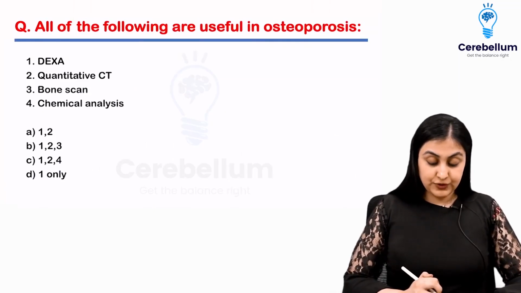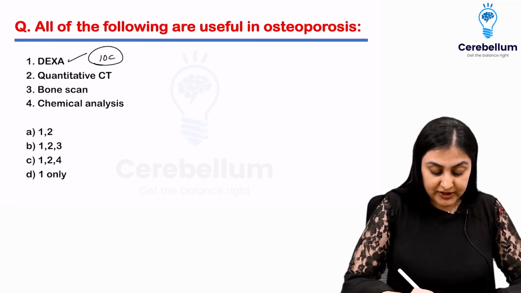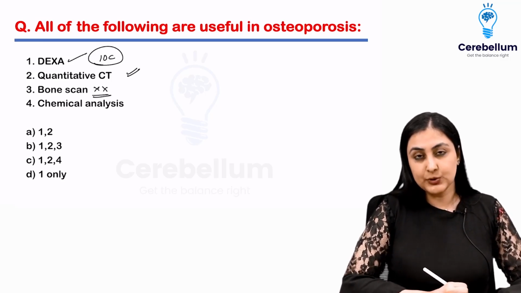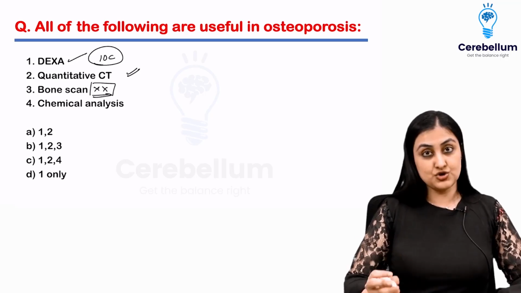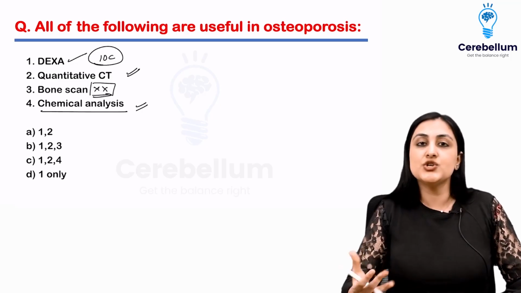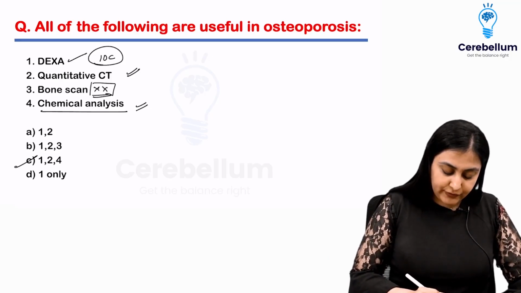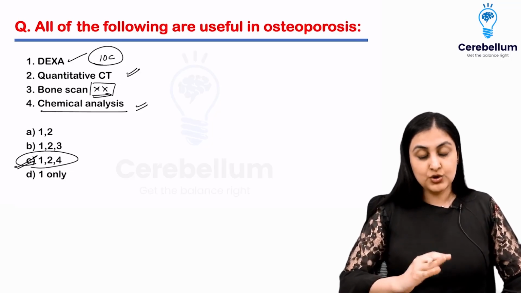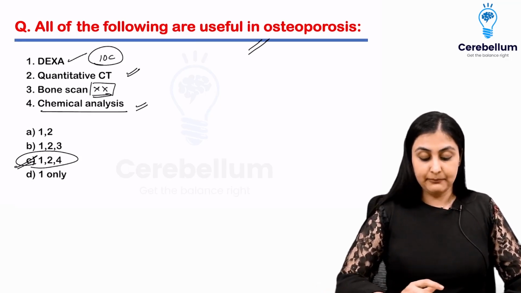All of the following are useful in osteoporosis. So DEXA indeed is the investigation of choice. Quantitative CT is also a recent advance. Bone scan has no role. We'll discuss this in nuclear medicine when we go to bone scan. But bone scan really has no role in osteoporosis. But chemical analysis is very frequently done because you want to distinguish the other metabolic bone disorders. So the correct answer would be 1, 2 and 4. That is option C. So this is a repeat AIIMS question, and questions like these where multiple options are correct are very important.